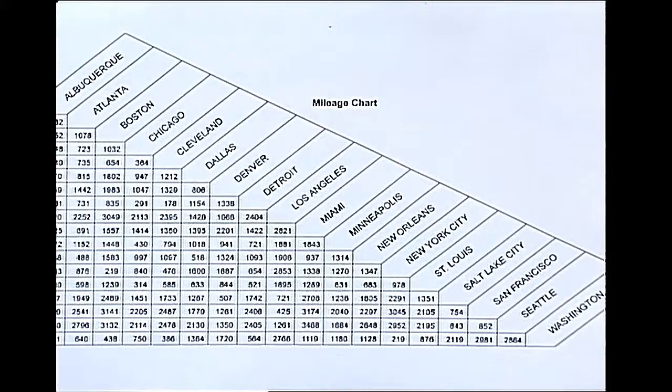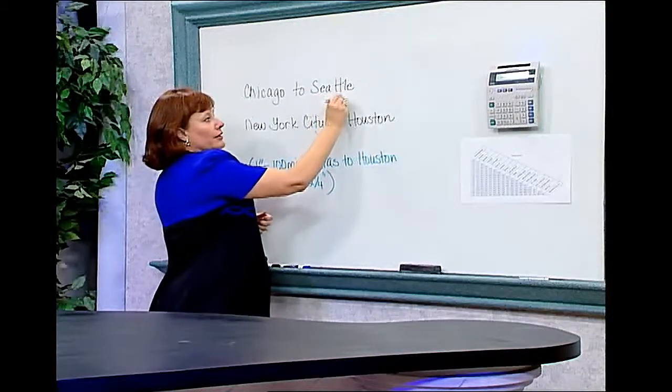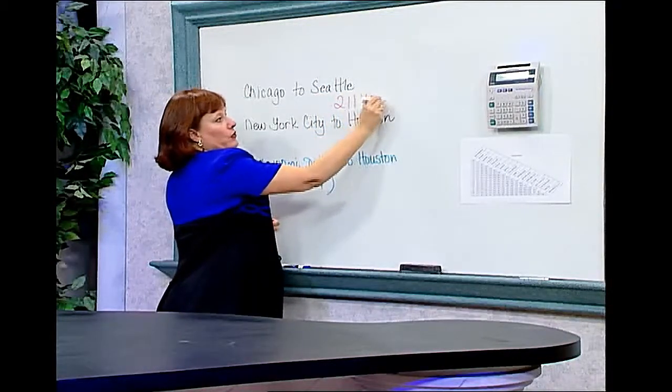In using the mileage chart to help us find the distance between Chicago and Seattle, we'll locate Chicago on the chart and we'll locate Seattle on the chart. We'll follow the column underneath Chicago down as we follow the row from Seattle over. When the column and the row intersect, we will know we found the correct distance. In this case, 2,114 miles. So the distance between Chicago and Seattle is 2,114 miles.